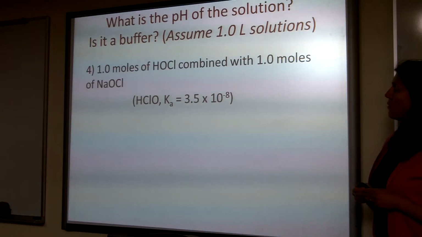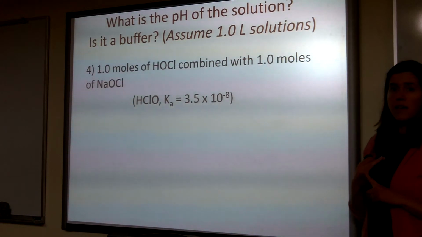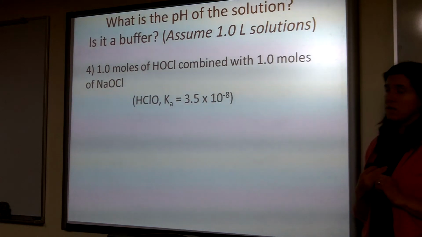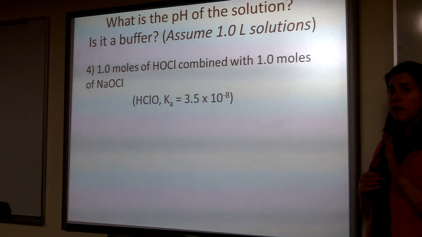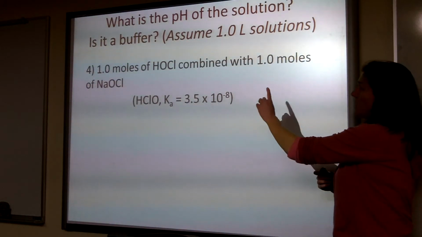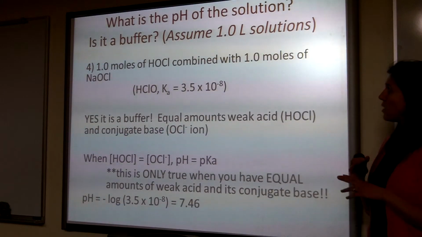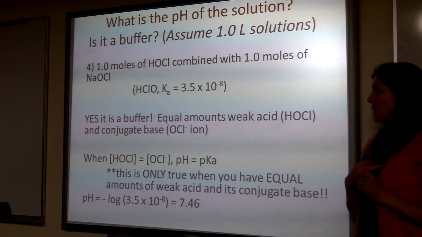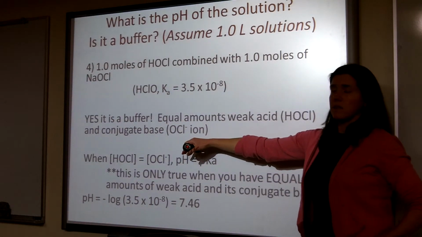Another scenario, let's say we have 1 mole of HOCl with 1 mole of NaOCl. Is this a good buffer? What's the pH? If you're looking at what we have here, I have a weak acid and I have a salt containing its conjugate base. So this is a good buffer because we've got equal amounts of weak acid and the conjugate base, which is the OCl minus ion.